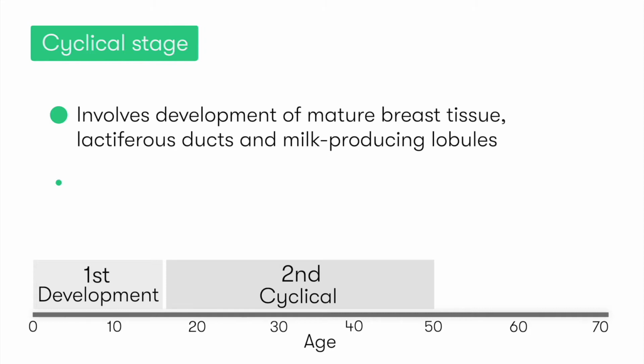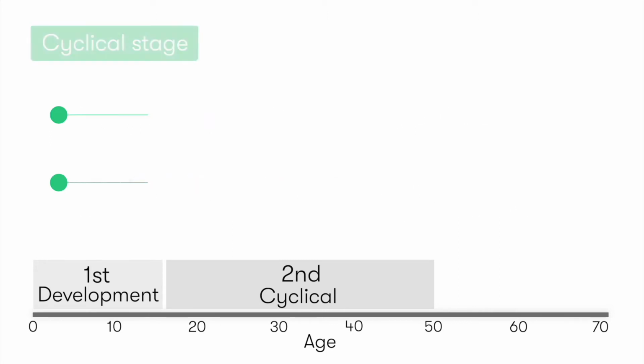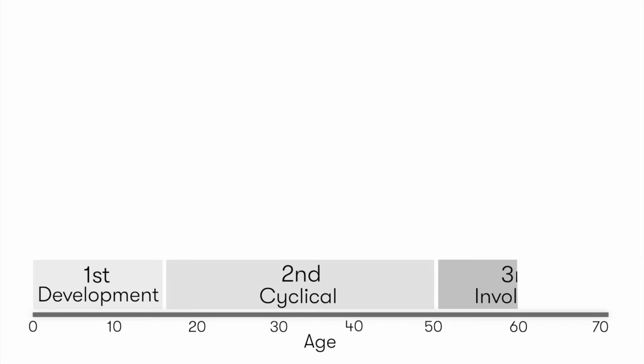It's within the cyclical stage that hormonal changes during both puberty and pregnancy result in structural and physiological changes within the breast tissue itself. And these cyclical breast parenchymal changes continue until we reach the third and final stage, which is referred to as the involution stage.